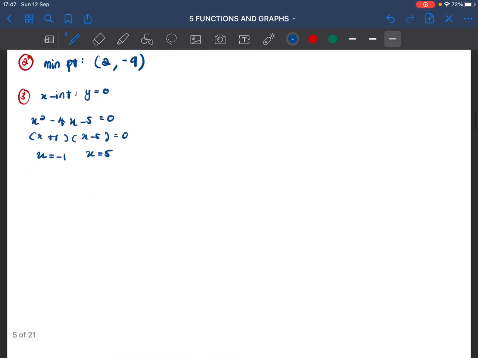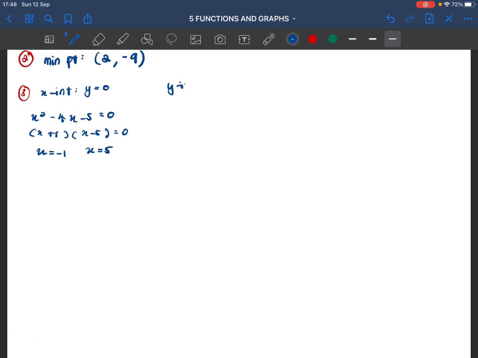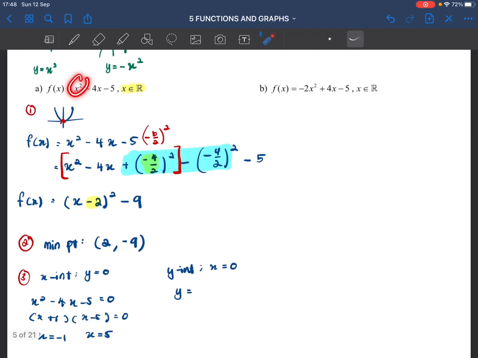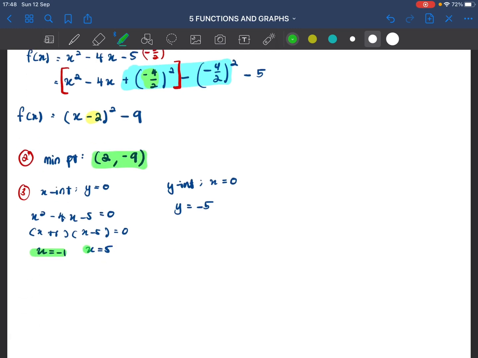So let's find our y-intercept. The y-intercept is when x equals 0. So we will have y equals, obviously if this one is 0 and this one is 0, we are going to get negative 5. Okay, so now we have everything that we want. We have the minimum point, the x-intercept, and the y-intercept here. So let's just proceed to the sketching.